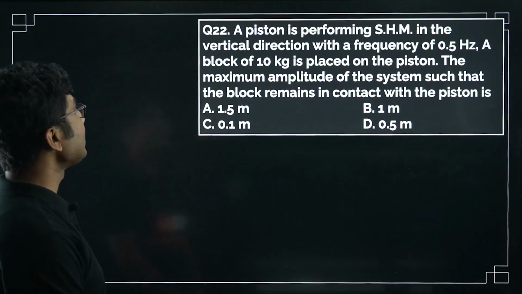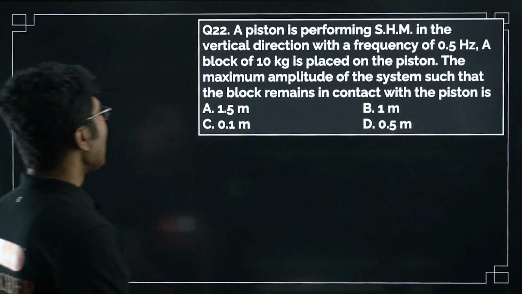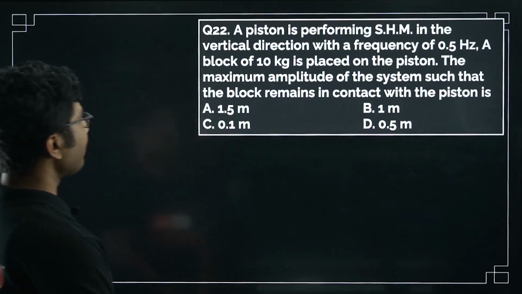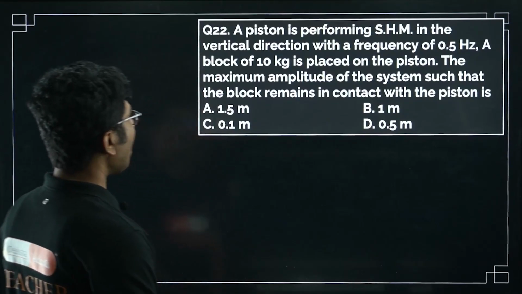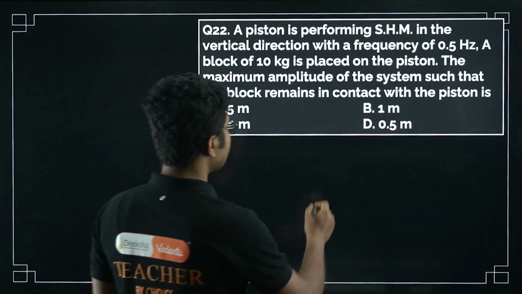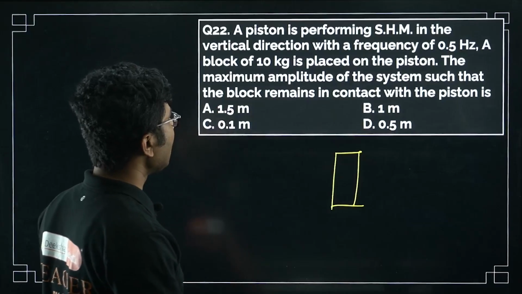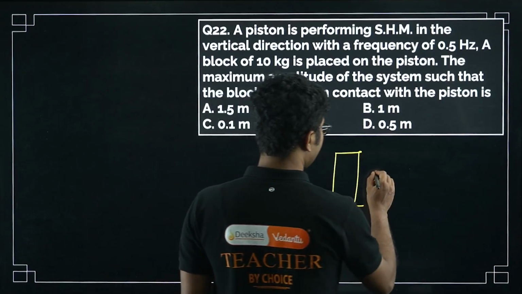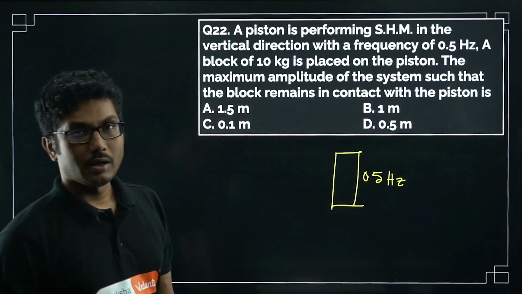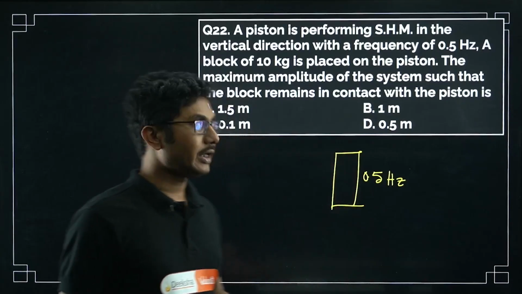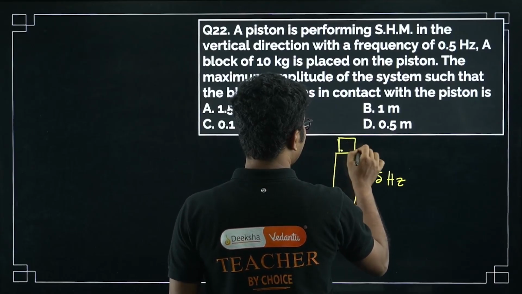A piston is performing SHM in the vertical direction with a frequency of 0.5 Hz. A block of 10 kg is placed on the piston. The maximum amplitude of the system such that the block remains in contact with the piston is... So let's understand the question. The piston is performing simple harmonic motion with a frequency of 0.5 Hz. That means it's oscillating 0.5 per second. You have placed a mass of 10 kg on top of the piston.